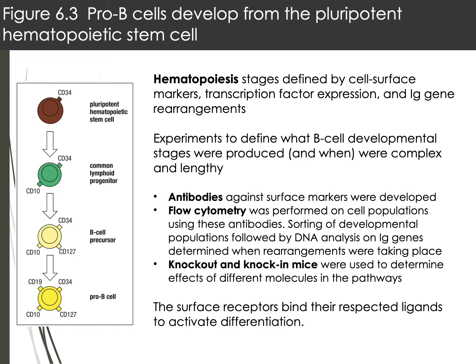So from the hematopoietic stem cell, we're going to get the common lymphoid progenitor cell, and you can see how the surface markers on those have changed. So we now have expression of CD10, and then we're going to get the B cell precursor, and again expression changes. And then we get the pro-B cell, and we'll look at what's happening at these different stages. But the emphasis on this figure is the changing of surface markers.